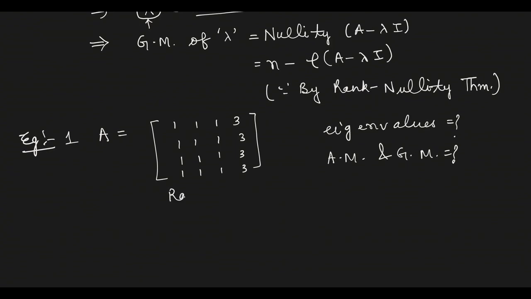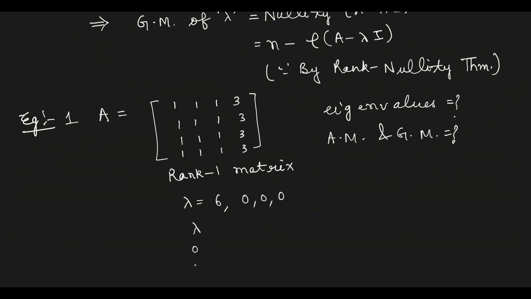Rank 1 matrix. Oh, rank 1 matrix, na? So the eigenvalue will be the trace and the rest will be 0. So the eigenvalues are 0 and 6. Now I need to find AM and GM.